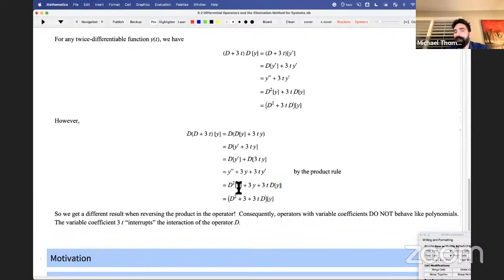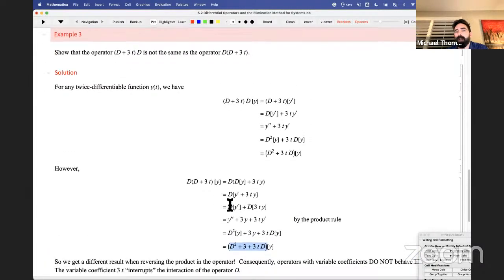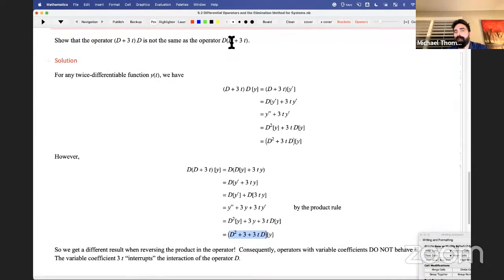And you'll notice all three terms involve a y. You've got a y there, and a y there. So we'll pull the y out to the right side. And now we've got our operator in front, which is d squared plus 3td plus 3. That's not what we were expecting, right? Yeah, we were hoping that this would act like a polynomial. It's not. You can't just take the d times the d and the d plus the 3t like we could over here. So because of that, just be careful.